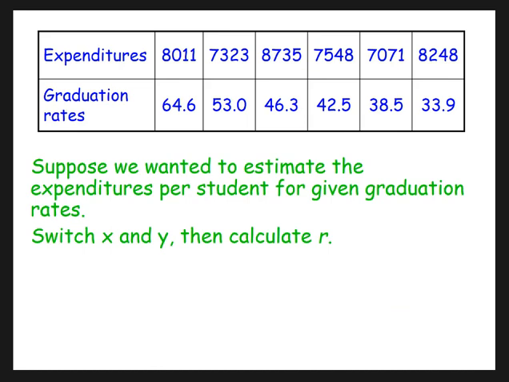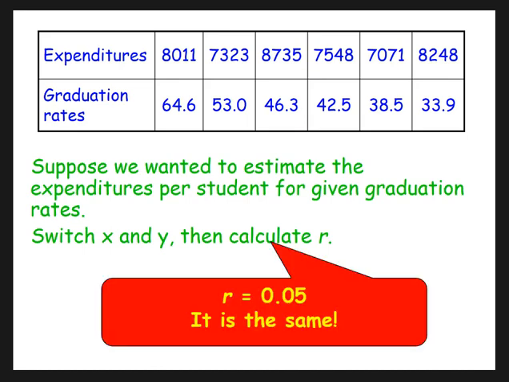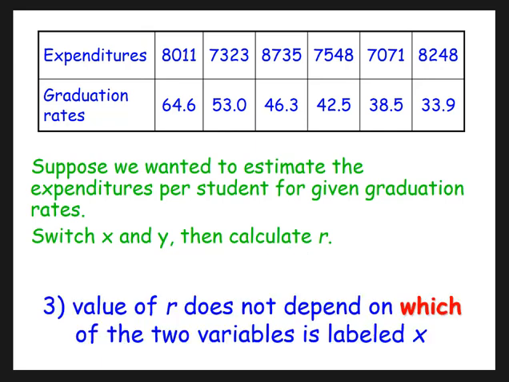Suppose we want to estimate the expenditures per student for given graduation rates. Well, because all we're doing is switching the variables, the correlation coefficient is still the same. It does not depend on which variable is considered dependent or independent.